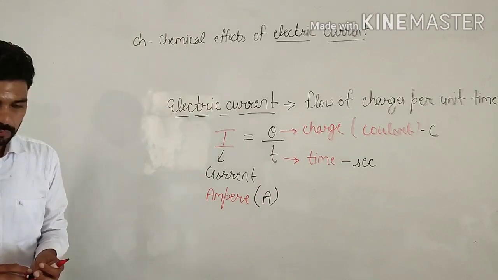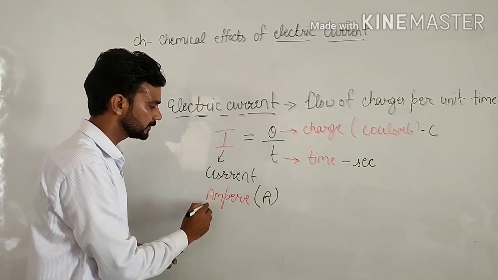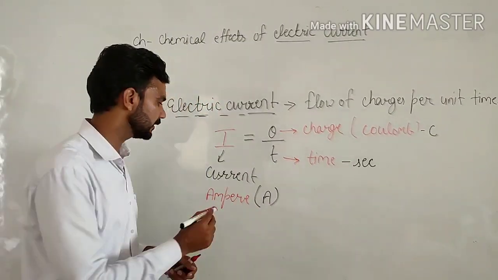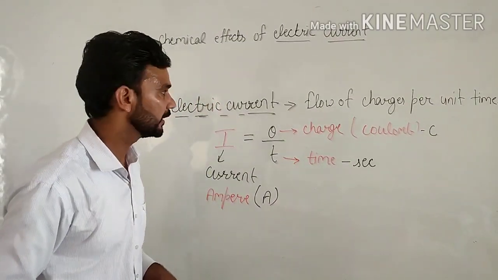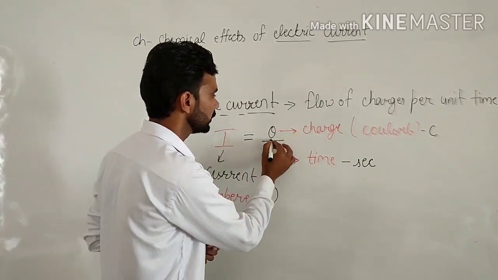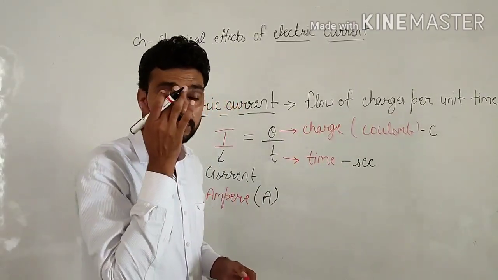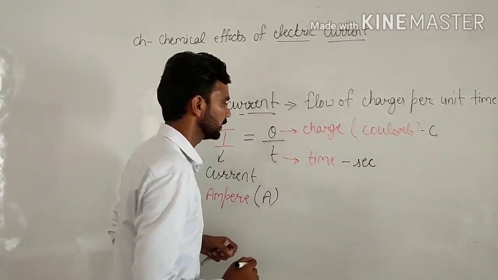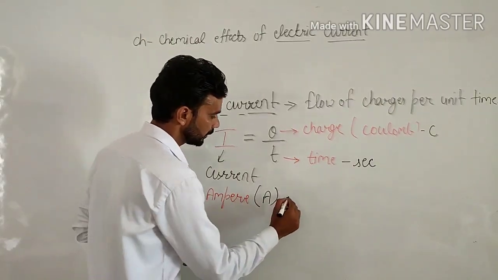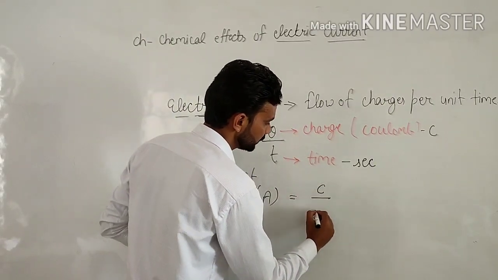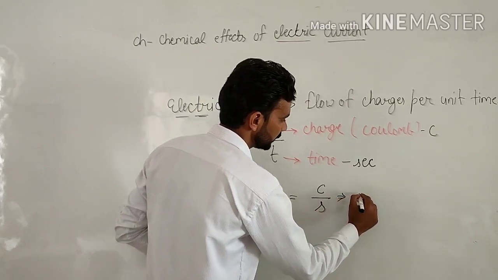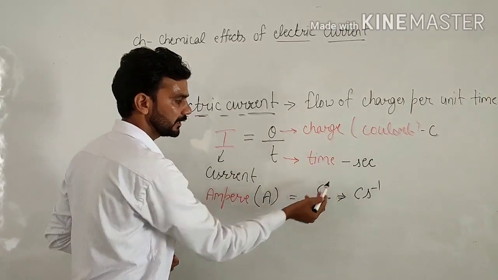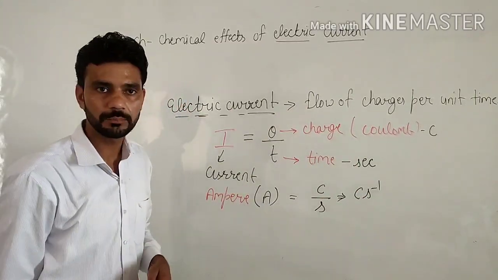So I is equal to Q by T. The SI unit of current is ampere. We measure current in ampere. Charge is measured in coulomb, and time we know we measure in second. So we have one more unit for current. Ampere is equal to coulomb upon second. It can also be written as C s minus 1, and it is also read as coulomb per second.